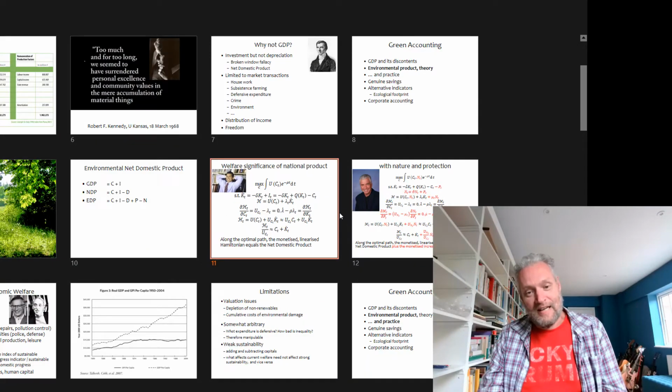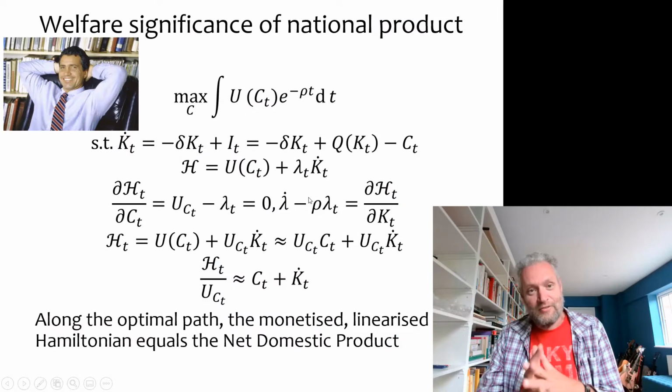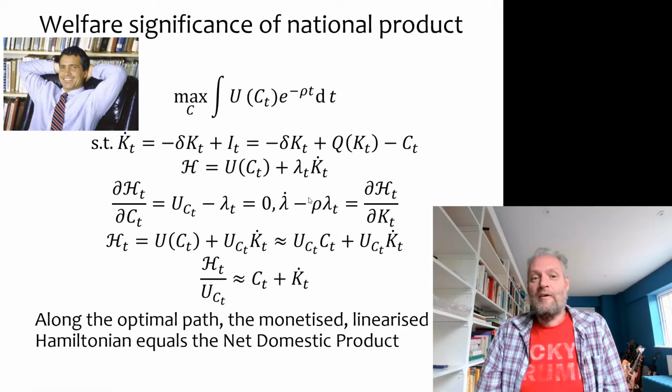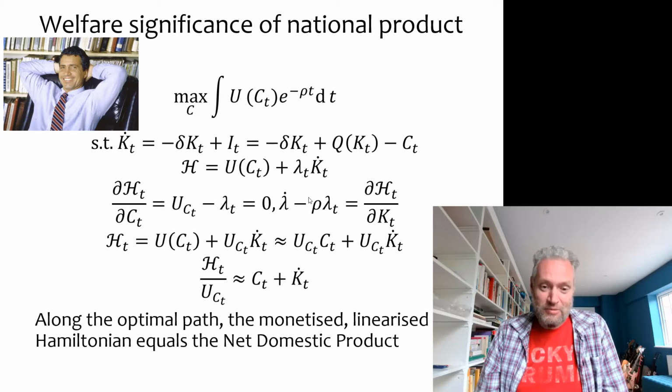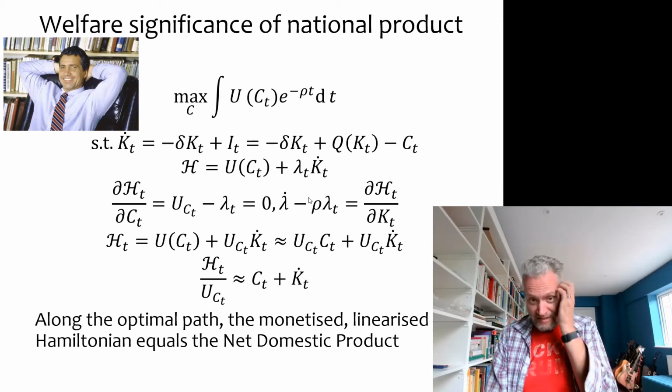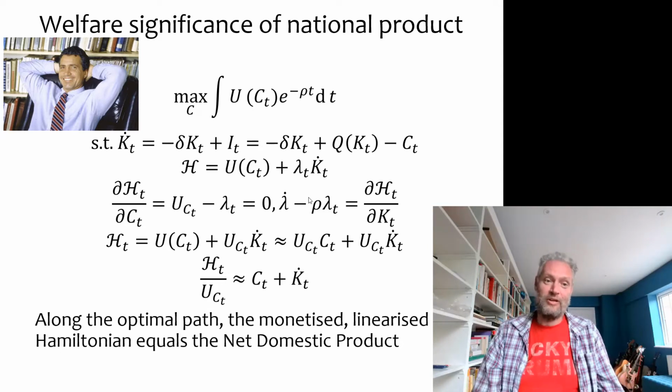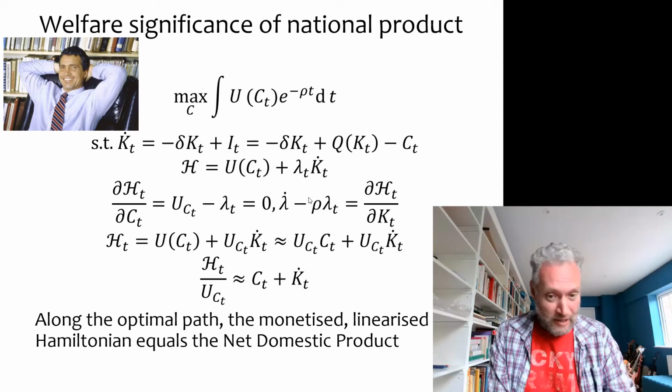So that is the justification for using the net domestic product, or the net domestic product is where the emphasis should be. It is just the monetized version of the Hamiltonian of our welfare problem.